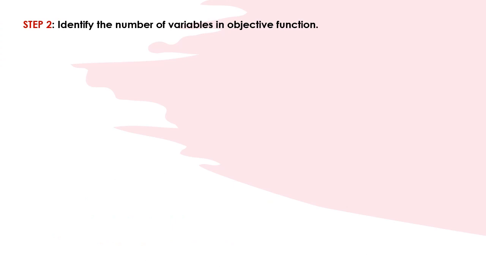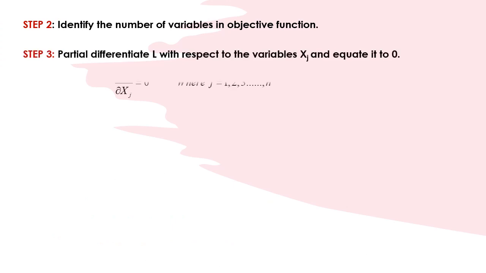Next, let us identify the number of variables which we identified, that is the n value. Next, I have to partially differentiate with respect to this n value. So I have 3 n values, which means I have to partially differentiate dou L by dou x1, dou L by dou x2, and dou L by dou x3, and I am going to equate them to 0. First, dou L by dou x1 equated to 0.